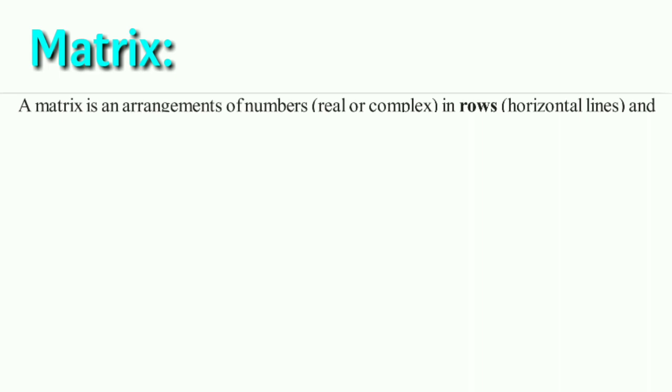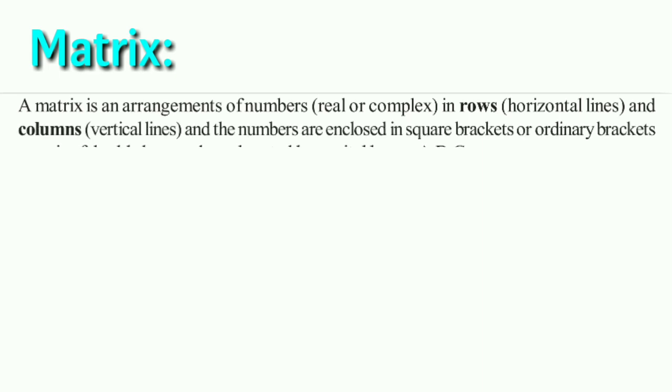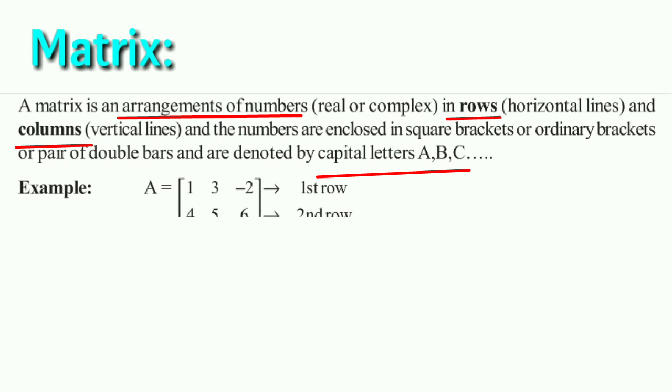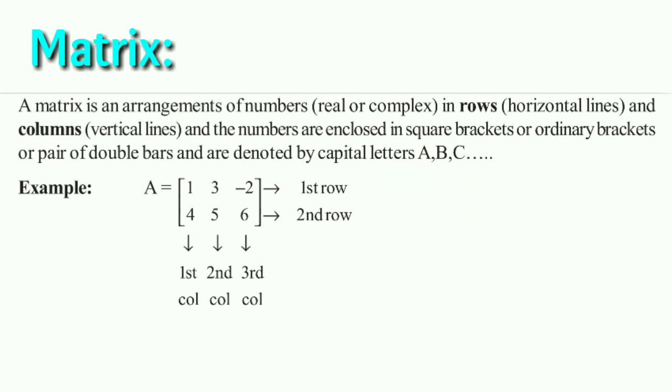Matrix. First, we should know what is a matrix. A matrix is an arrangement of numbers in rows and columns. The numbers are enclosed in square brackets or ordinary brackets. Matrices are always denoted by capital letters A, B, C, and so on. For example, A is equal to [1, 3, -2; 4, 5, 6]. 1, 3, -2 is the first row of this matrix. 4, 5, 6 is the second row of this matrix.